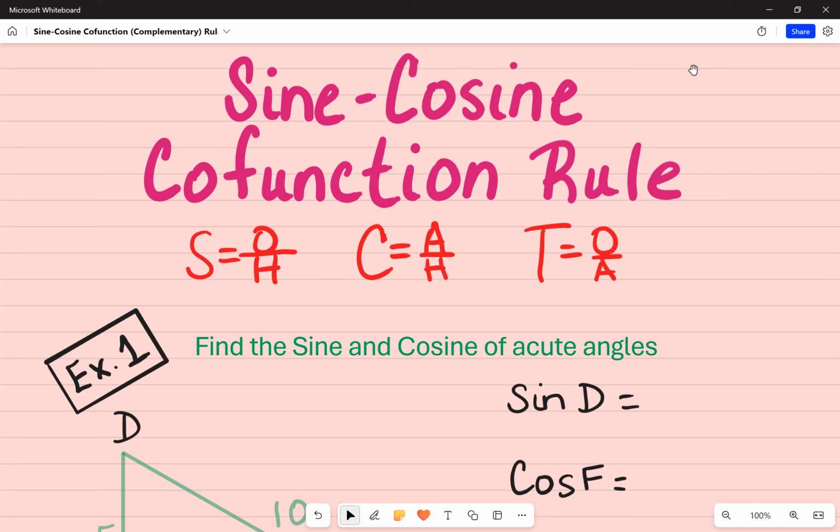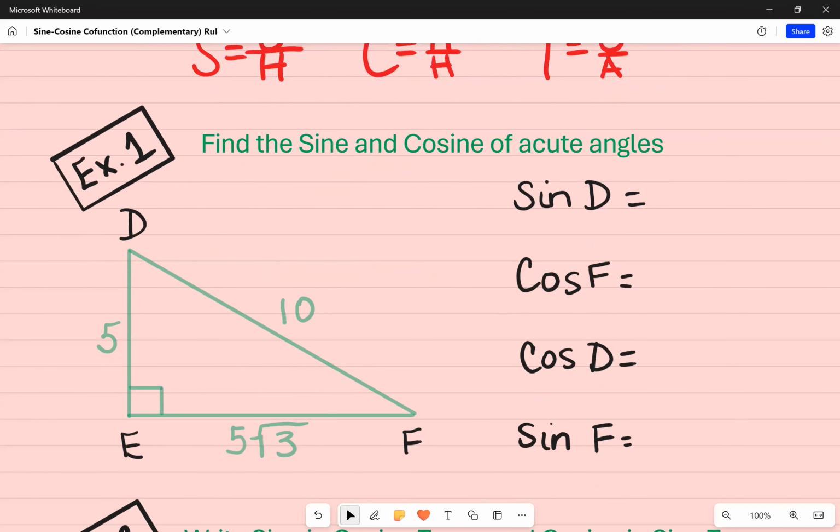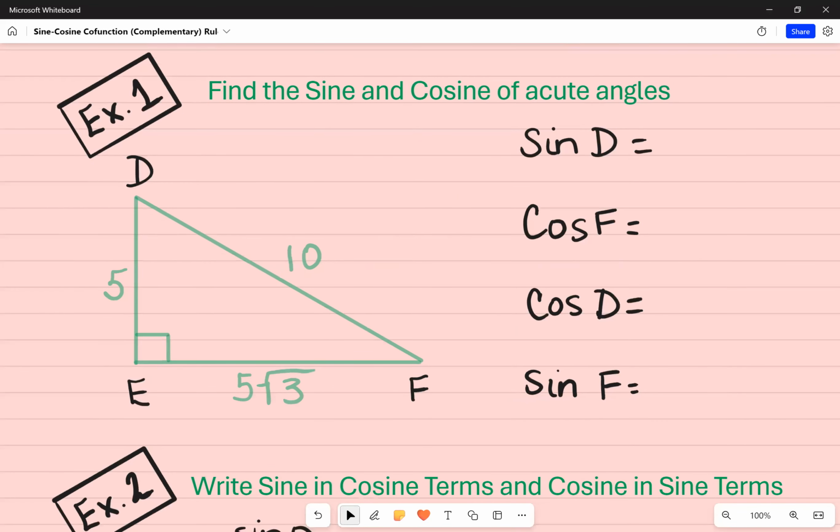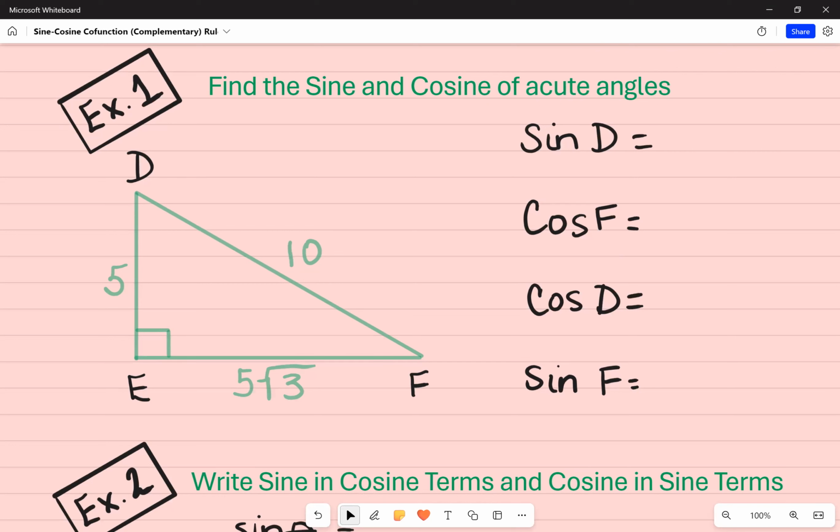In this video, I'm going to discuss the sine-cosine cofunction rule. Sometimes you'll hear it referred to as the sine-cosine complementary rule. The ratios shown here are a reminder of what the sine, cosine, and tangent formulas are. For our first example, I'm going to find the sine and the cosine of the acute angles, which are the two angles across from your right angle, and those angles are complementary. So keep that in mind for this entire video.